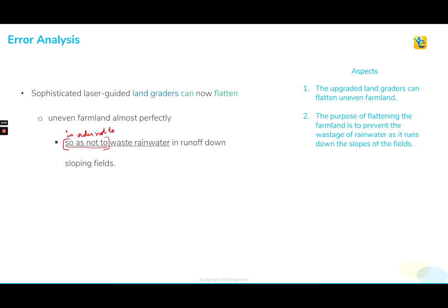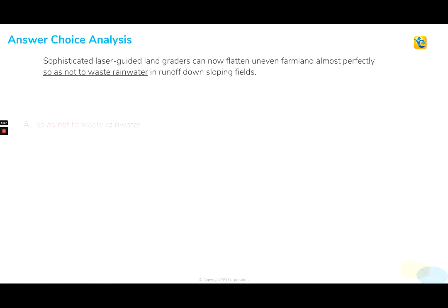waste rainwater. So it is not the sophisticated laser guided land graders that used to, it's not that the land graders used to waste rainwater before, but now the sophisticated laser guided land graders would not do so. That's definitely not the intended meaning. The meaning is that land graders can now flatten the uneven farmland, so that the purpose, what's the intent? So that the rainwater is not wasted in runoff down the sloping hills. So we need our correct answer choice to present this intent or purpose. With this understanding, let's move on to answer choice analysis.